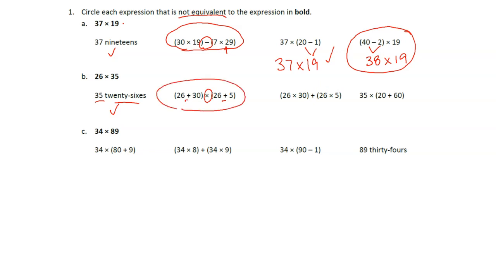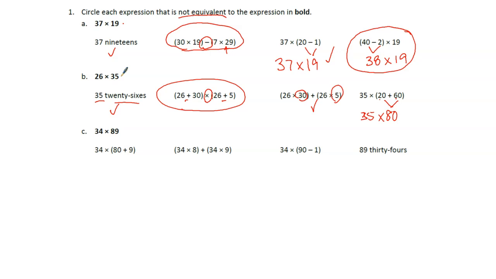This is not correct. And this is what I'm talking about here. I know that if I had 26 groups of 30, and then I added it to 26 groups of 5, I would have a total of 26 groups of 35, which is the same as our bold expression. So that checks out. Last but not least, 60 plus 20, or 2 tens plus 6 tens is 8 tens. And I know that 35 times 80 is not equivalent or equal to 26 times 35.